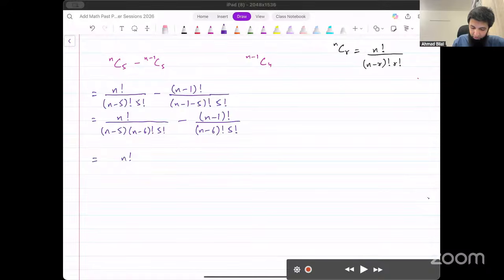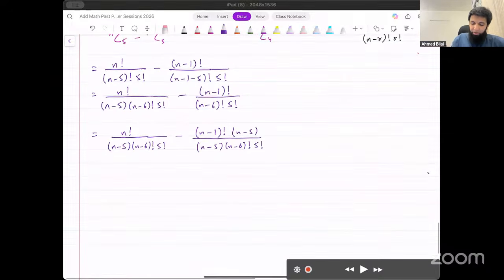n factorial, as it is divided by, in fact, I think it will be, yeah, it's okay. Just keep it as it is. So this becomes, the first fraction remains as it is, n minus 5 into n minus 6 whole factorial into 5 factorial. To make the second denominator the same, I'm multiplying both the numerator and the denominator by n minus 5. In the denominator, I've got n minus 5 into n minus 6 whole factorial into 5 factorial.